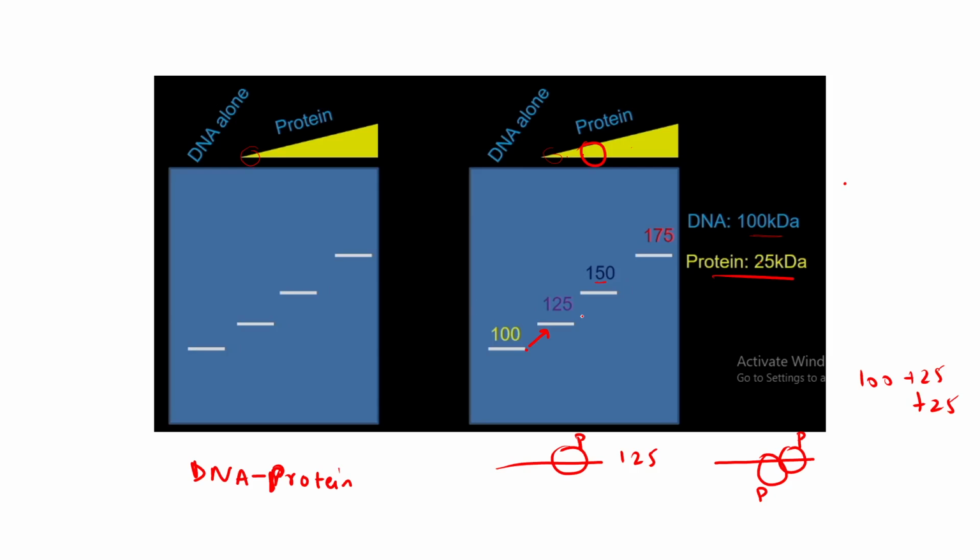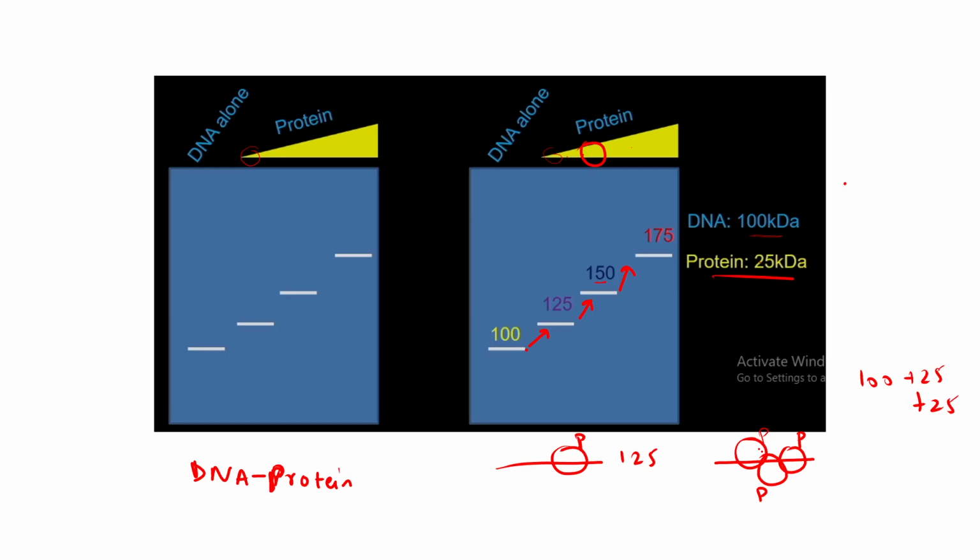Now if I give a further higher concentration of protein, what will happen? The DNA will be completely saturated with the protein. Now there are three molecules of protein that are interacting. Now three molecules of protein, that means the total complex now has 175 kilodalton size. So there will be a further shift in the mobility.